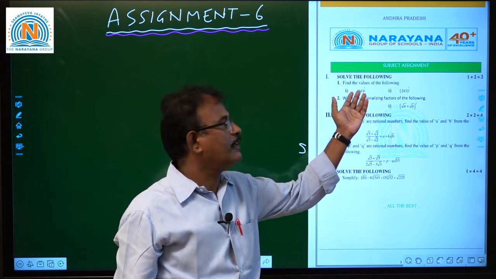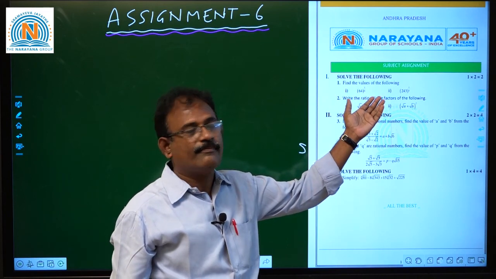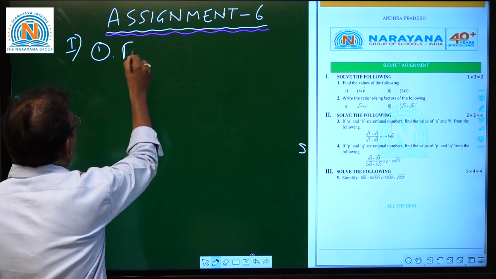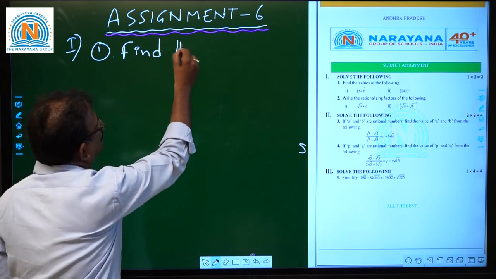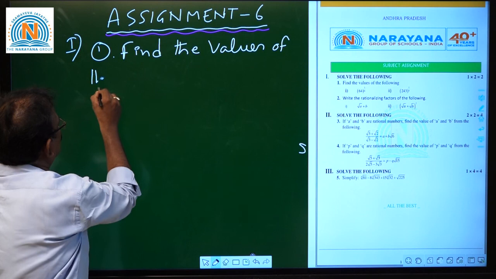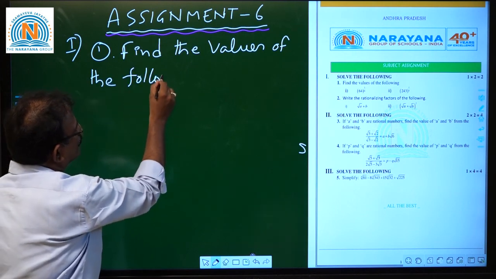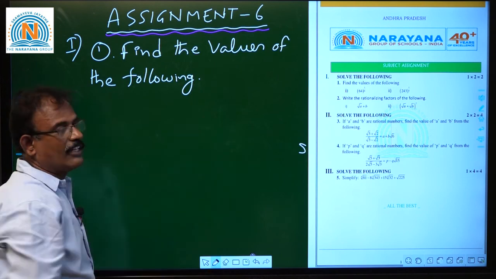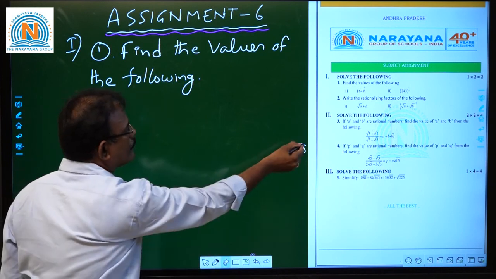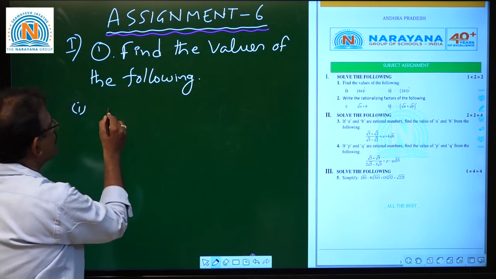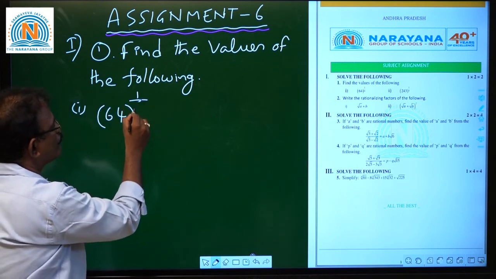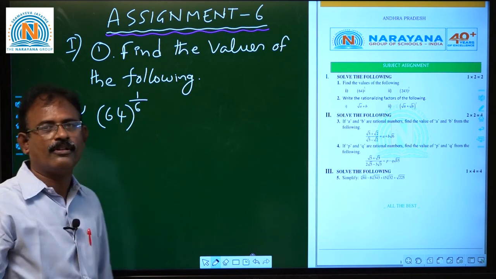So, first one of the first Roman: find the values of the following, children. In that, the first one is 64 whole to the power of 1 by 6.